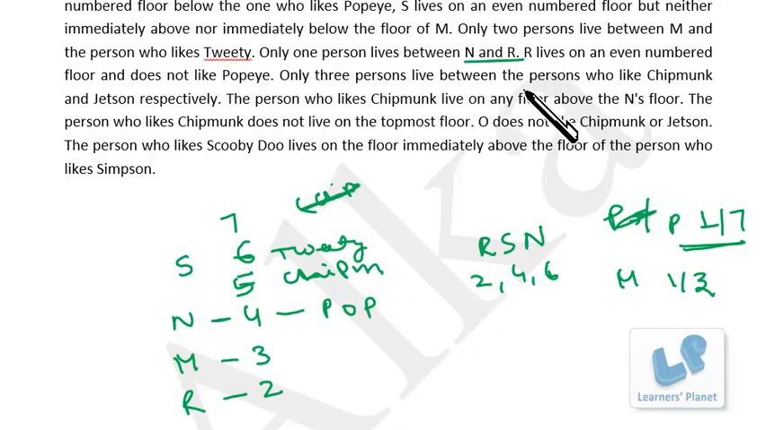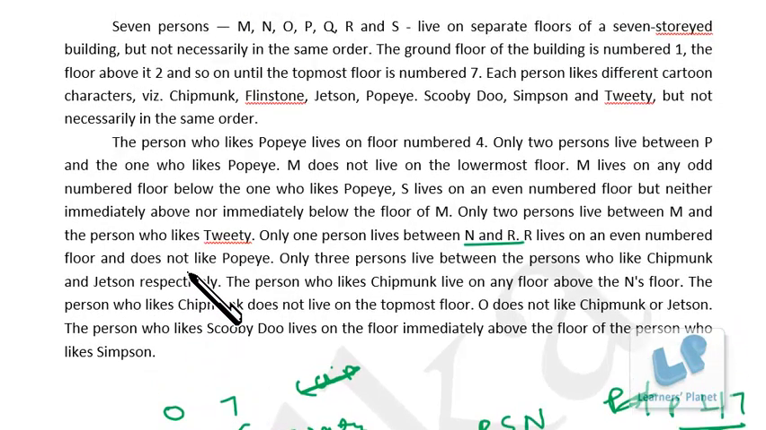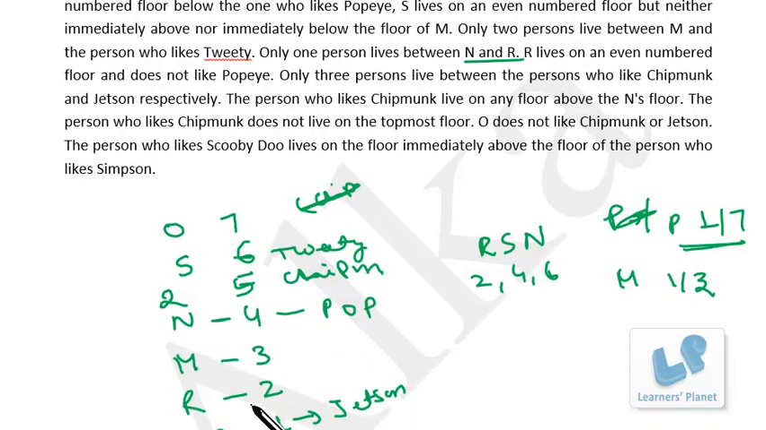Then only 3 persons live between the person who likes chipmunk and Jetson. So 1, 2, 3. So first floor Jetson. O does not like chipmunk or Jetson. So O is not here, not here. That means O is here. Now P is either on 1 or 7. So he cannot be at 7. So he is at 1. So P, Q, R, S, M, N, O. Right? Okay, we arranged all.